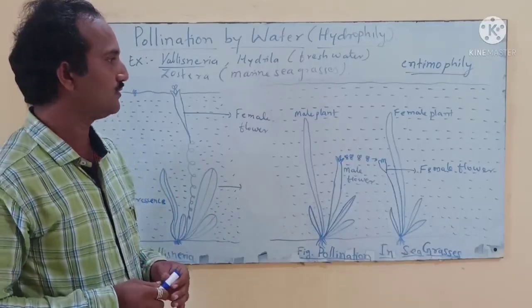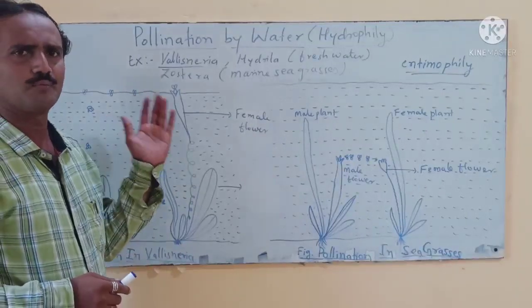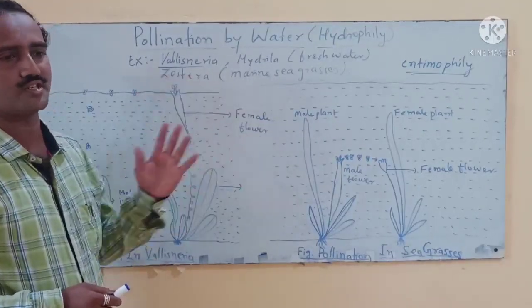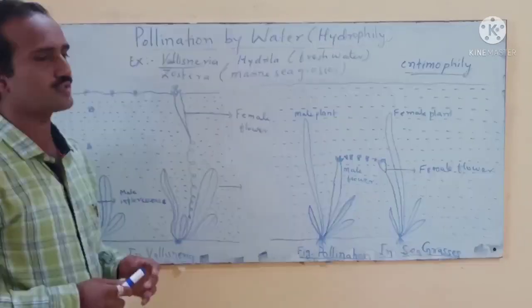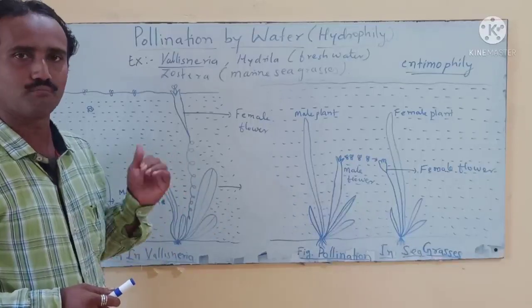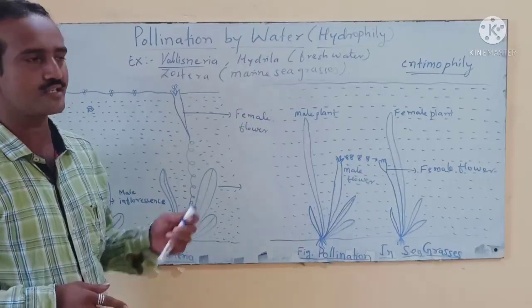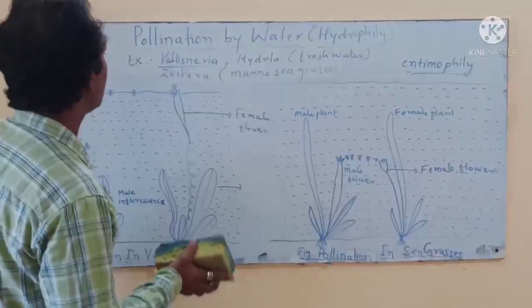So this is about the pollination by water as well as the pollination by wind, that is abiotic agents or abiotic pollinators. Next we study the pollination by biotic agents, that is biotic agents which are utilized for the pollination.